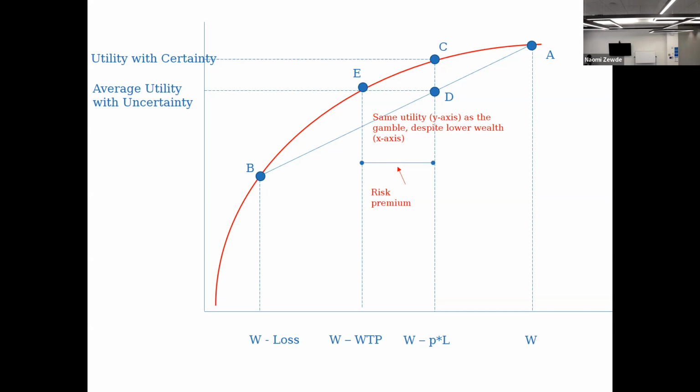So for point E, the reason you have less wealth is because you're paying for that premium, right? So then you have less wealth, but that's also why your utility is higher, because you have that certainty. Well, your utility isn't exactly higher, it's on the same level, but it's not lower. So despite the fact that you have less wealth, your utility is not lower.